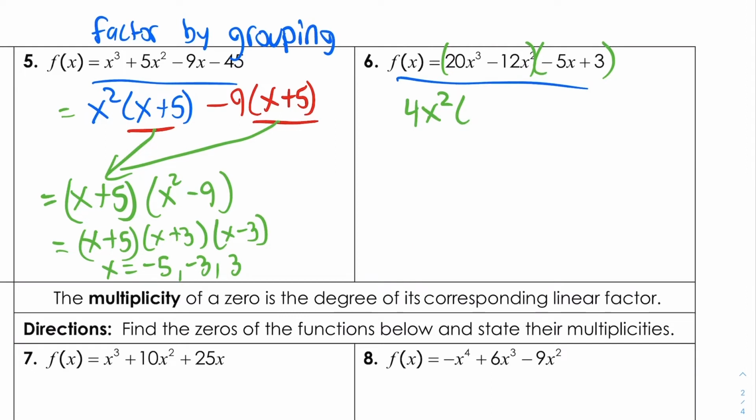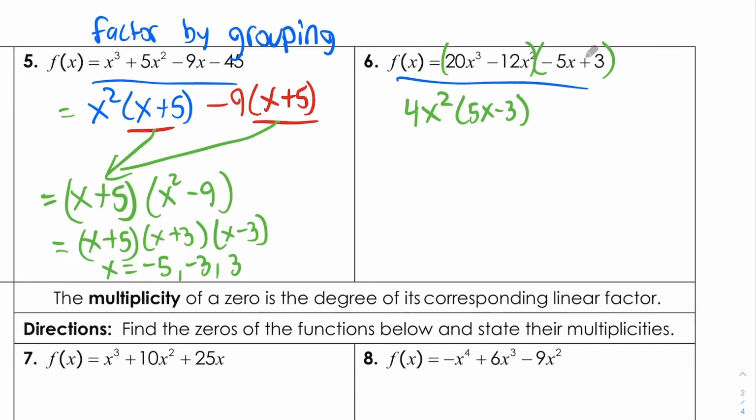4x squared times something needs to get us back to the 20. That would be a 5x. And 4x squared times something needs to get us back to the negative 12x squared, and that's going to be a negative 3.